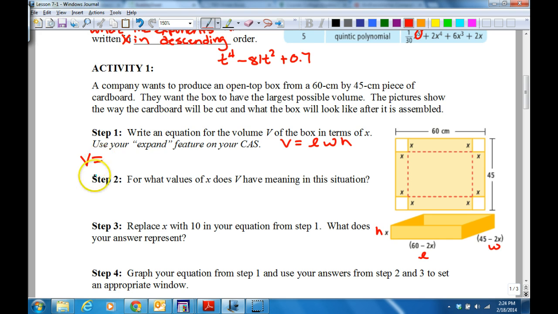My volume would be then my length, which is 60 minus 2x, and my width would be 45 minus 2x, times x. Can you guys agree with that? Is that okay? Yeah. All right.